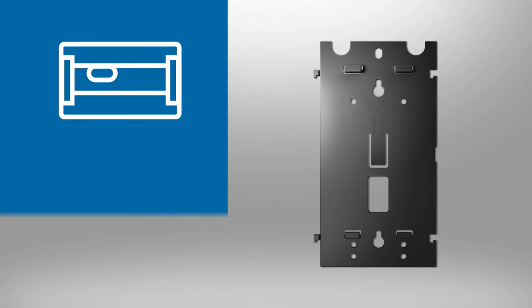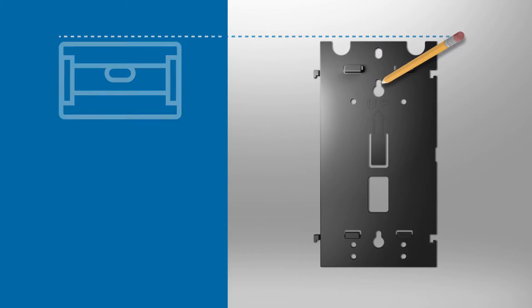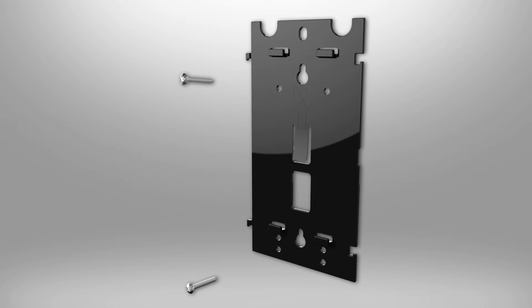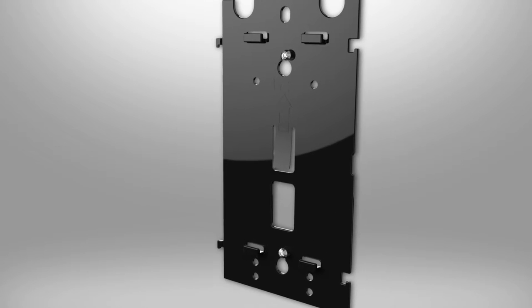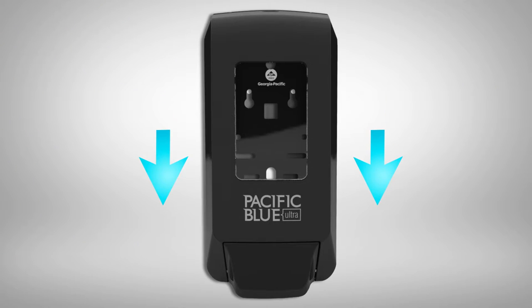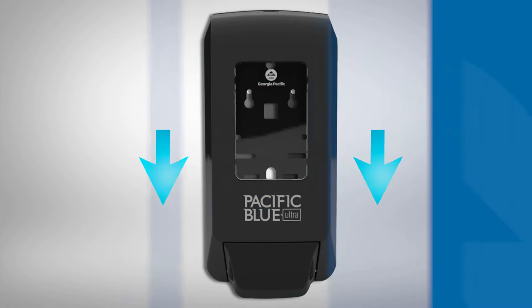When mounting the hardware, position the bracket so that it's level and mark the holes. Attach the bracket using the appropriate screws and anchors that are sold separately. Align the dispenser on the bracket and gently push downward until it clicks into place.